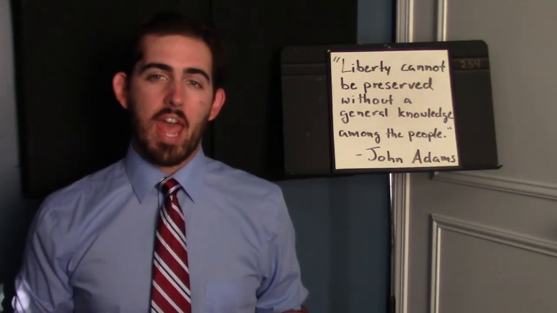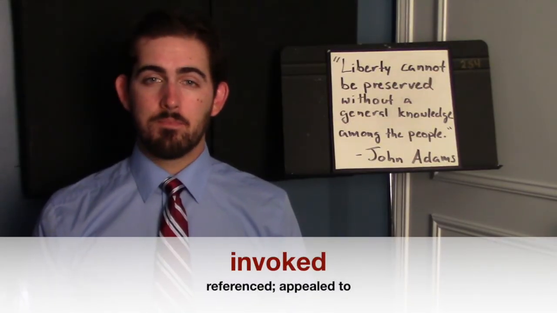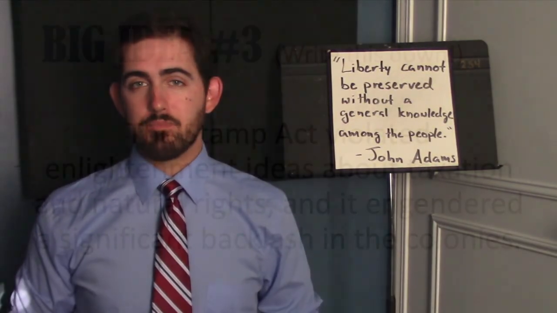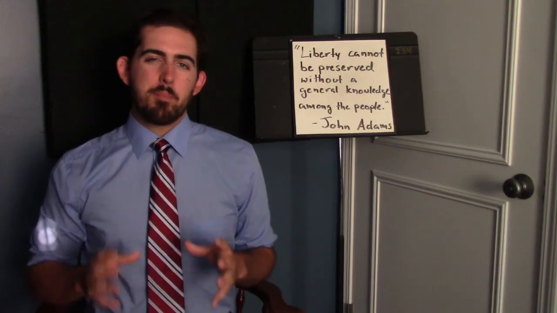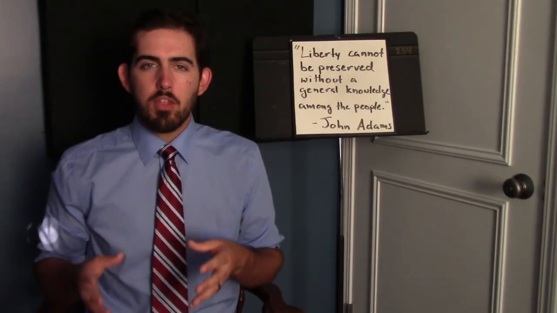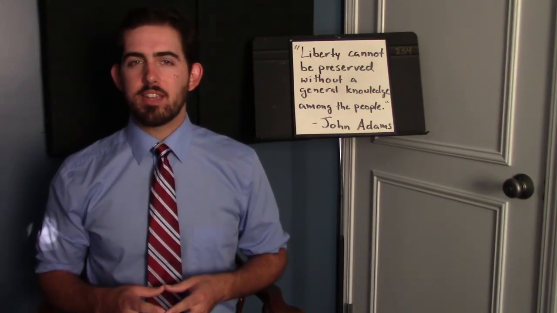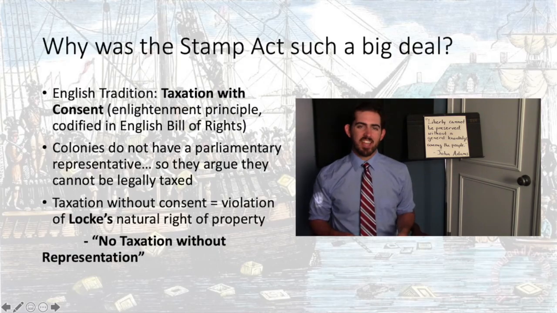Colonists objected to the new tax burden, citing philosophical objections that invoked the Enlightenment. This is our third big idea. The Stamp Act violated Enlightenment ideas about taxation and natural rights, and it engendered a violent backlash in the colonies. The American colonists' response to the Stamp Act revealed the extent to which Enlightenment thought had taken root in the colonies. One of the principal objections to the act was that it violated the English tradition of taxation with consent.